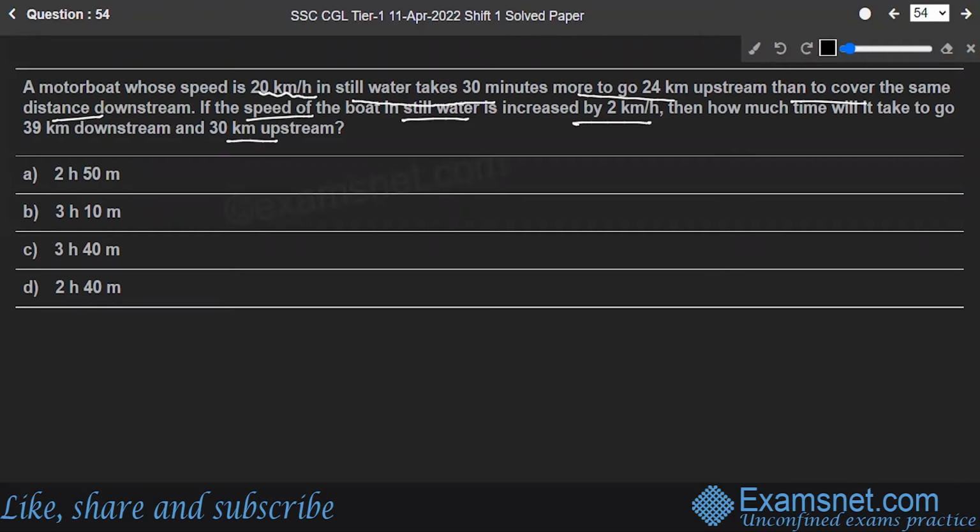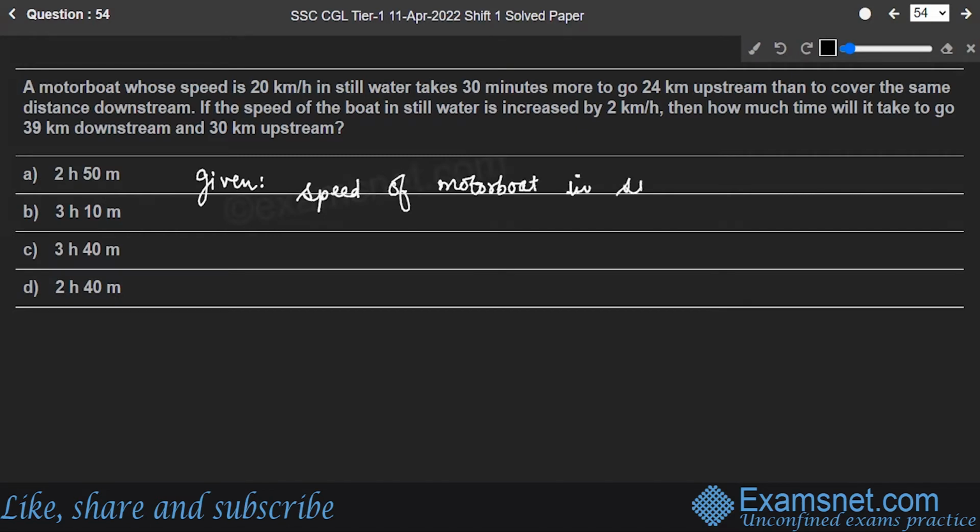All right, so let's start with the question. First of all, you need to know what things are given to us. Let's write them. The basic thing that's given to us is the motorboat speed is 20 kilometers per hour in still water. So given, the speed of the motorboat in still water is equal to 20 kilometers per hour. And how much distance is covered?